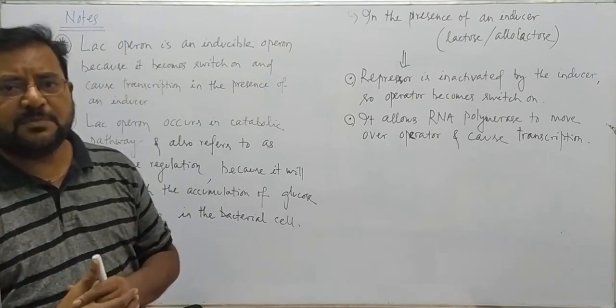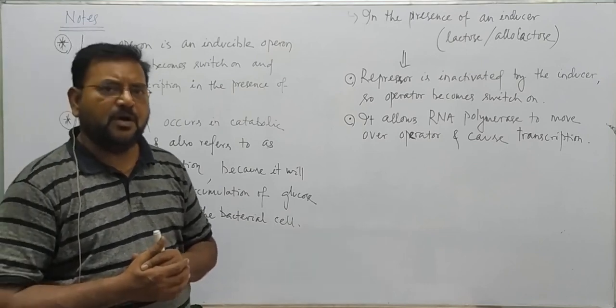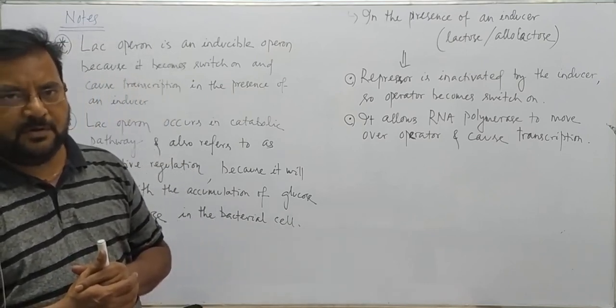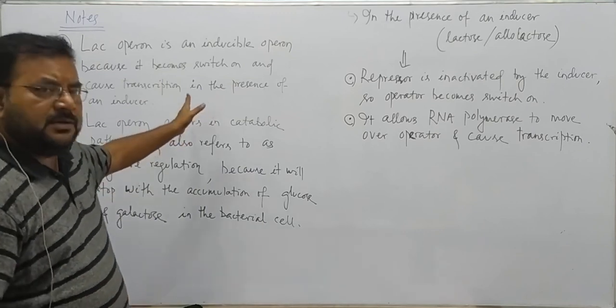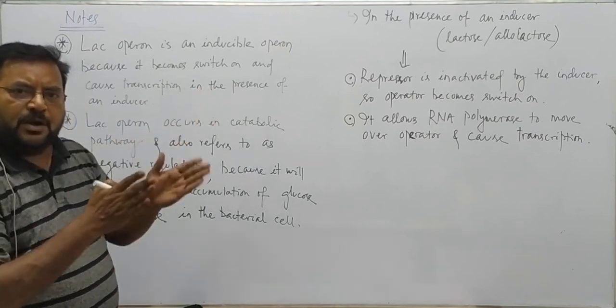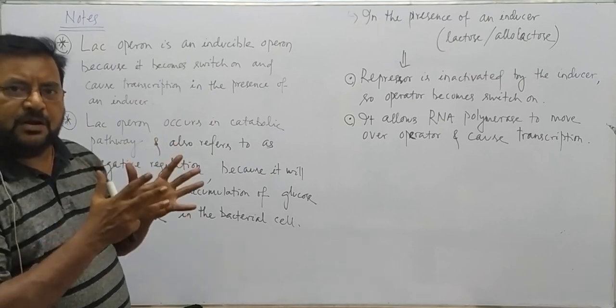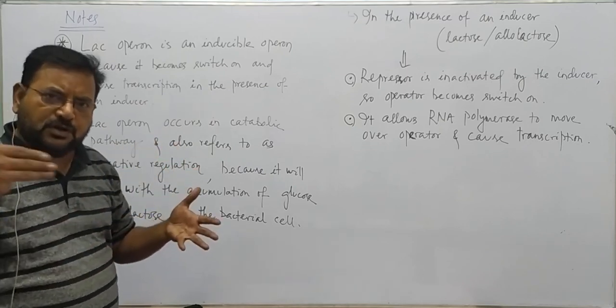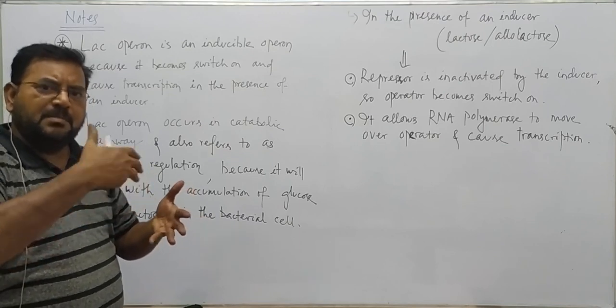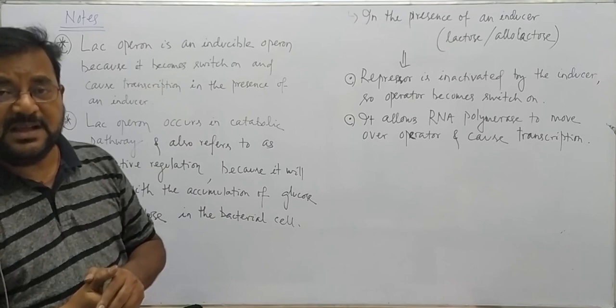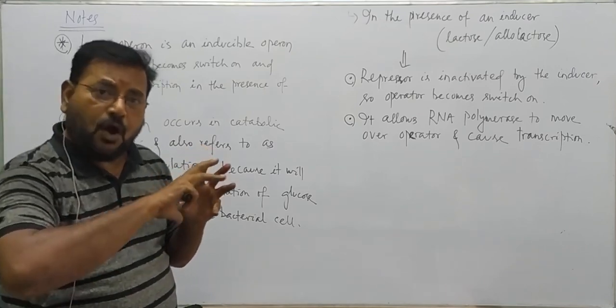Another operon system is the repressible operon system, or repressible operon. The example is the trp operon, the tryptophan operon. So here you know that in the lac operon, the operon remains in switched off condition. When the inducer comes, it will make the operon on. But in the repressible operon, the trp operon, it will always be on.